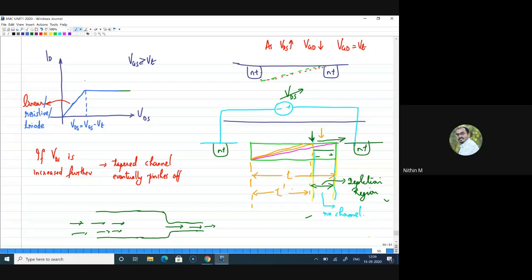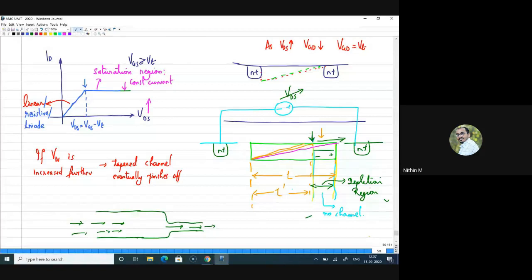Once your channel pinches off at this point, the current is not increasing. Ideally, even if I increase VDS after this voltage, the current is not increasing. Since the current is constant here, the current is saturated. We call this region the saturation region.